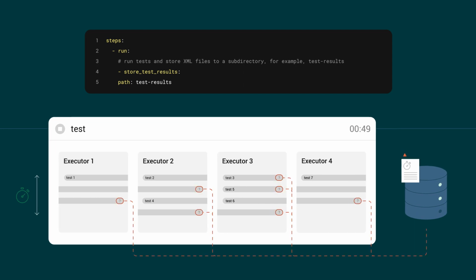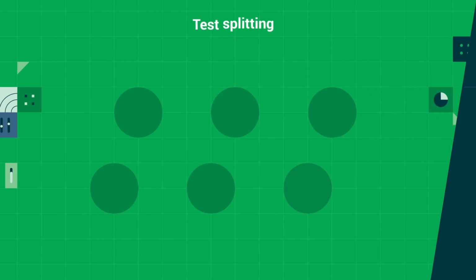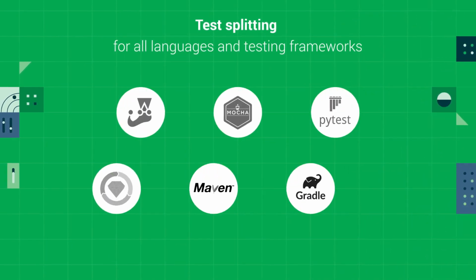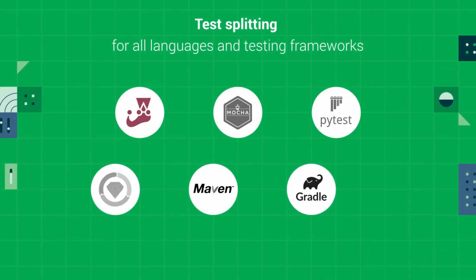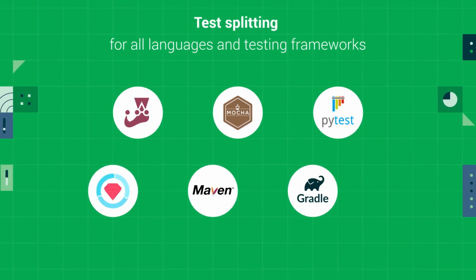If no timing data is found, or if the split by is not included in your command, your tests will be split by test name. CircleCI supports test splitting for all languages and testing frameworks, including Jest, Mocha, PyTest, RSpec, Maven, Gradle, and many others.